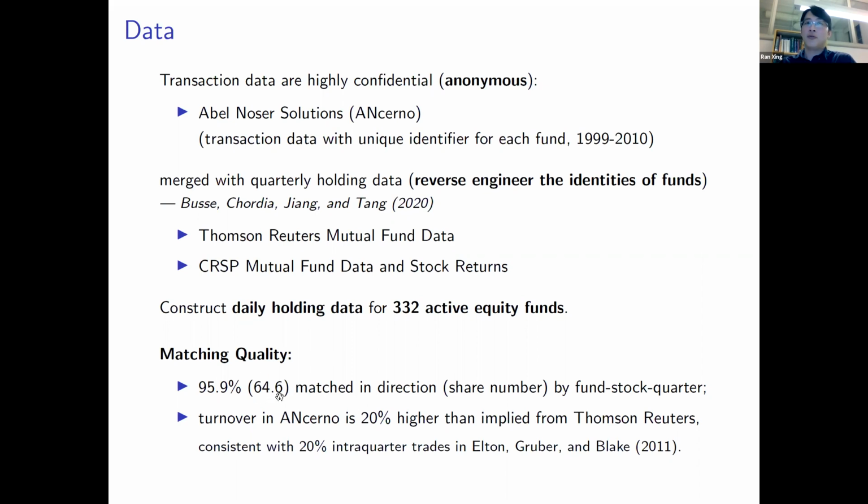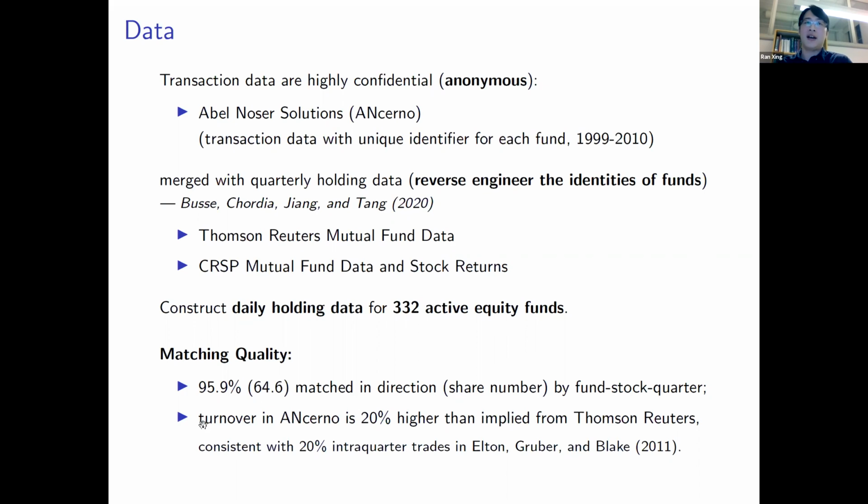And 64.6% of the changes of equity holdings match in the exact number of shares changed. So if a fund buys 200 shares of IBM based on Thomson-Reuters, that's also a 200-share purchase of IBM based on Abel Noser. So as high as 64.6% of the changes of holdings have an exact match of the number of shares.